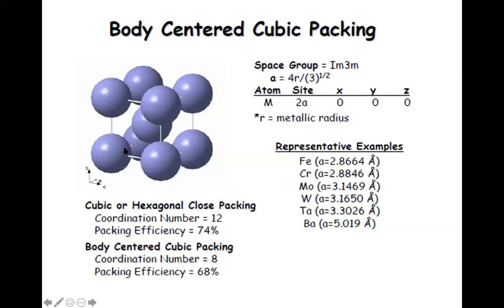So there are 2 atoms per unit cell. That's what's mentioned here. This is called the Wyckoff site. Okay. So that will tell you the number of atoms in the unit cell.